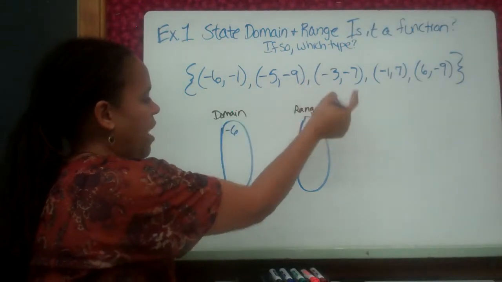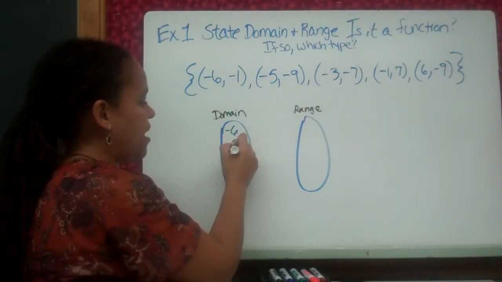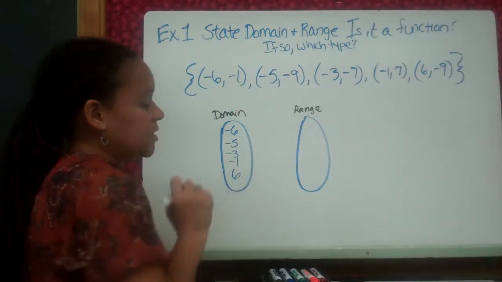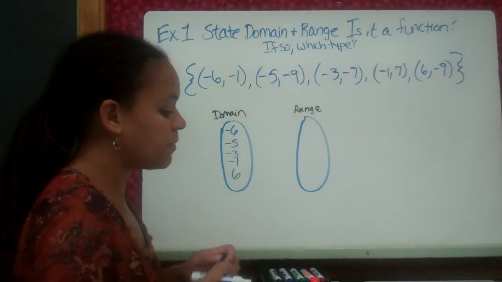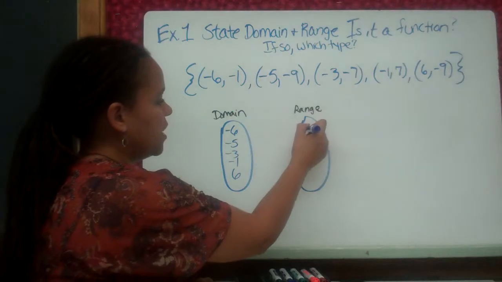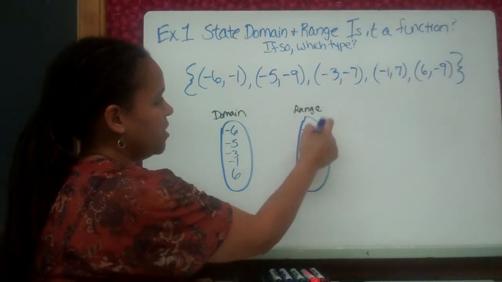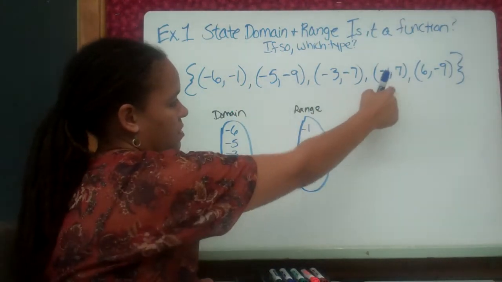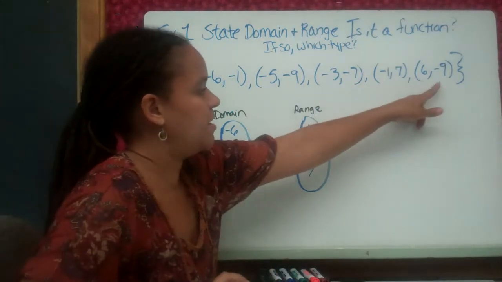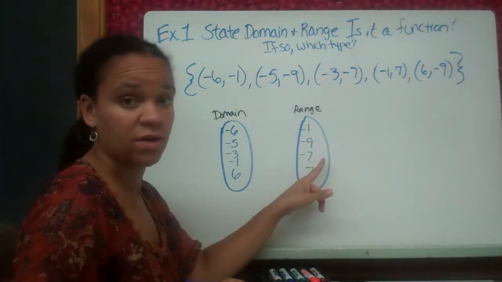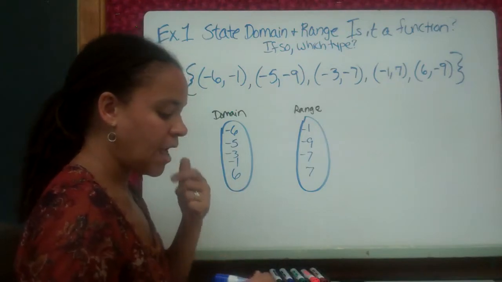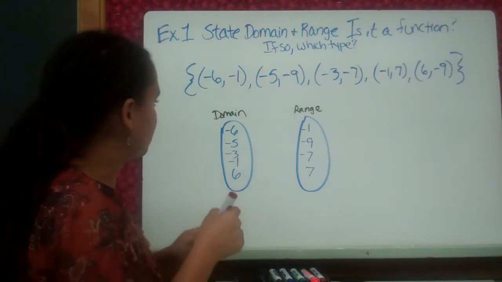So these would be all of our x values, -6, -5, -3, -1, and 6. There's our x values. Now let's plug in our y values. -1, -9, -7, 7, and -9. But I already have -9, so I don't need to write it again. And then if we want to pair them, let's line them up.